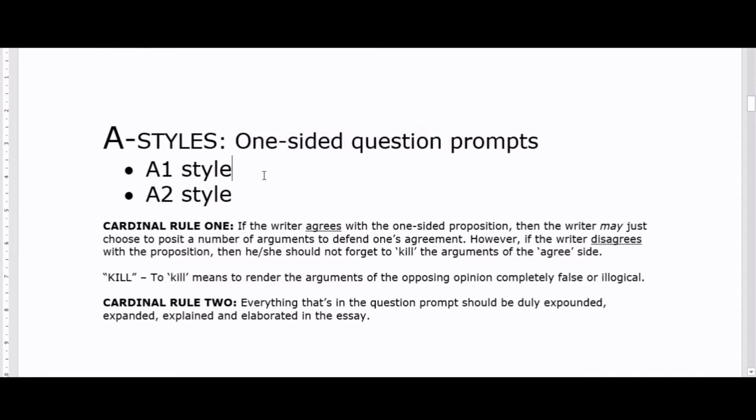So for the A style, for all intents and purposes, when you say one-sided question prompts, this is really just "to what extent do you agree or disagree," although there are other variants, but that's the most common one. So for the to what extent question, if you do agree with the question prompt, then you can just argue one-sidedly, and we can therefore call this one-sided agree.